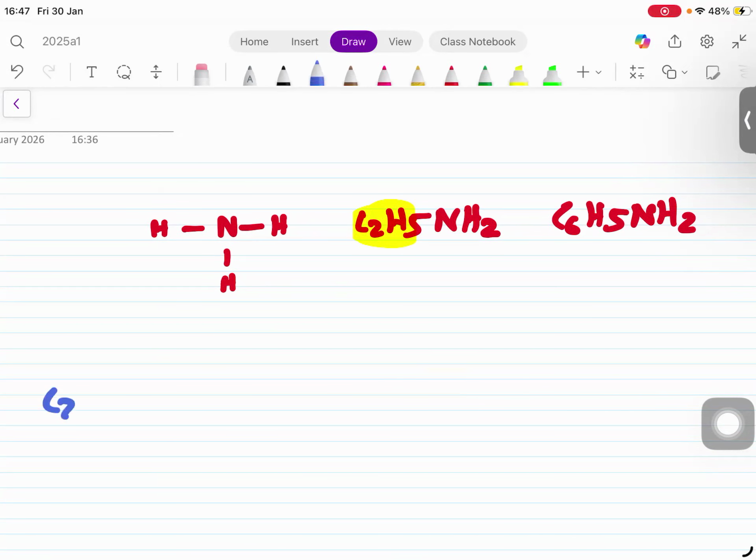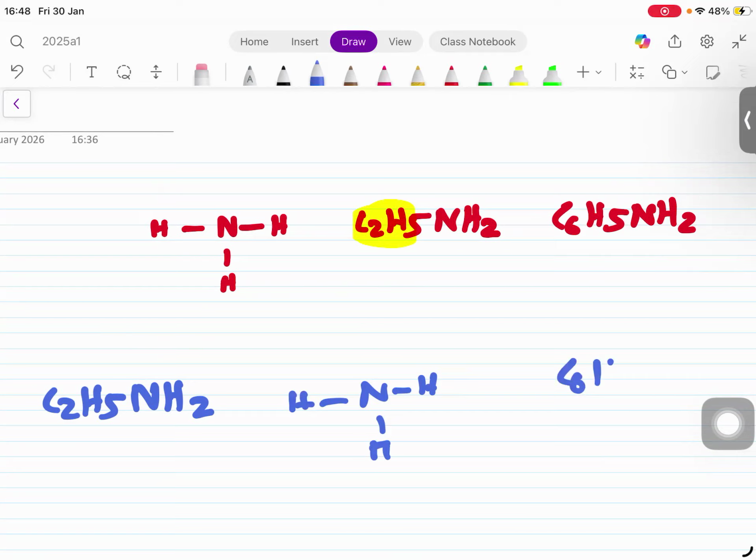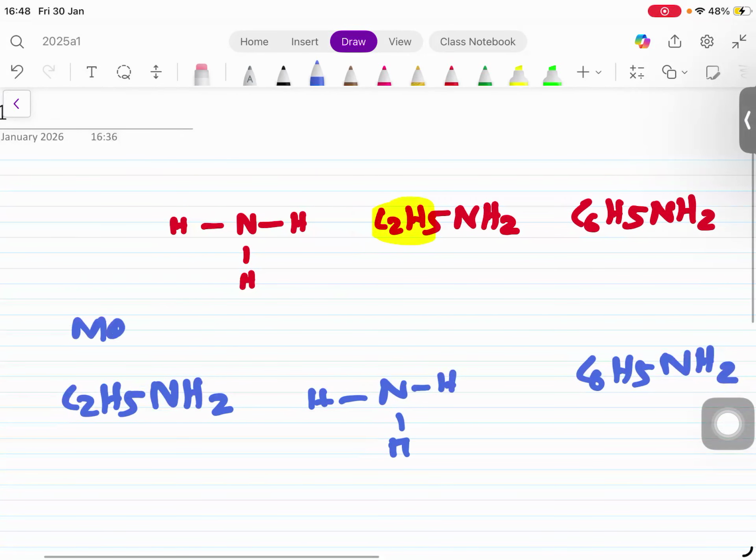So first of all, C2H5NH2, and then ammonia, and then C6H5NH2. So you put them in order. Here is the most basic, here is the least basic. But as I told you yesterday, you have to explain, you have to compare all three together. How do you have to explain it?